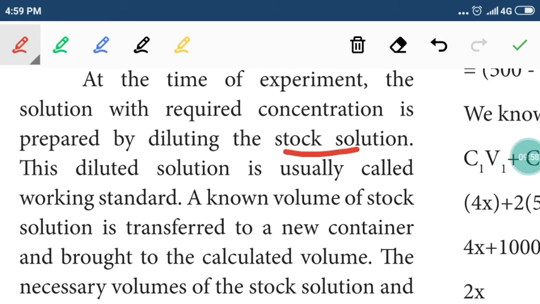So by taking a standard volume from the standard solution we will prepare dilute solutions. Dilute solutions are prepared from the stock solutions or standard solutions, and it is called working standard. So the dilute solution obtained from the standard solution is called working standard. The working standard will be given to you for analysis.